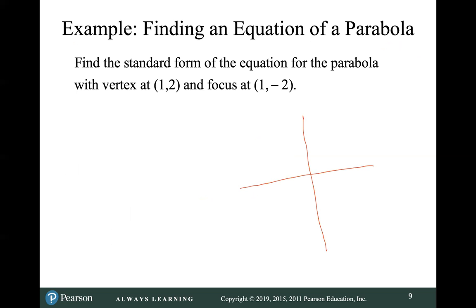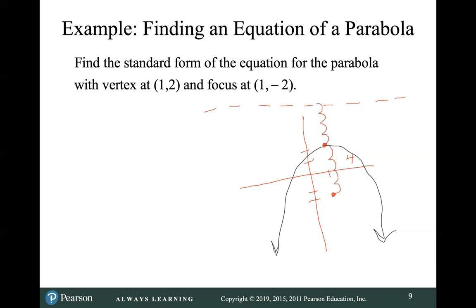Now we have the vertex at 1, 2, and the focus at 1, negative 2. The graph of a parabola goes from the vertex around the focus. Since this distance is 1, 2, 3, 4 units, I know the directrix is 4 units in the opposite direction. So there is my directrix. That means my parabola looks something like this.